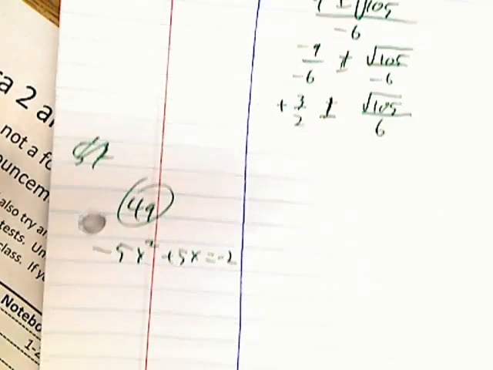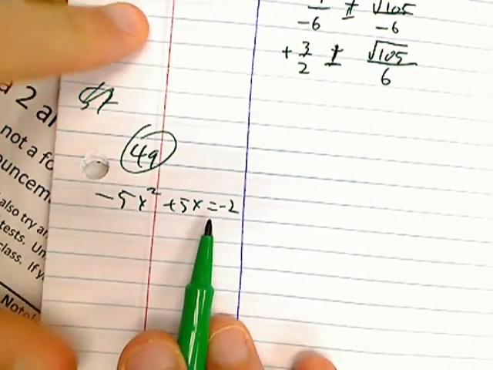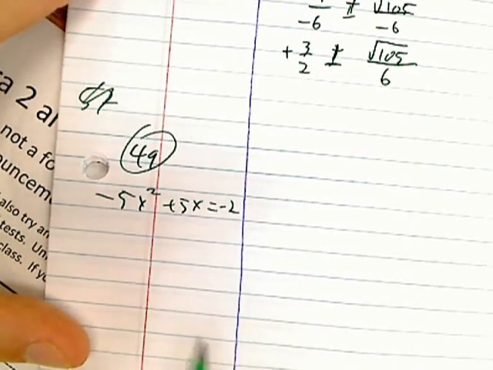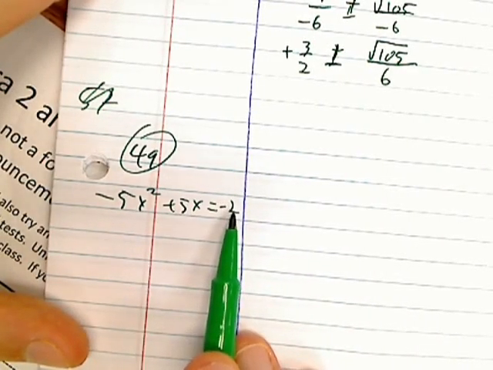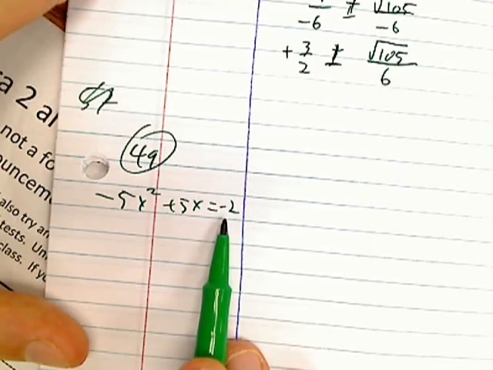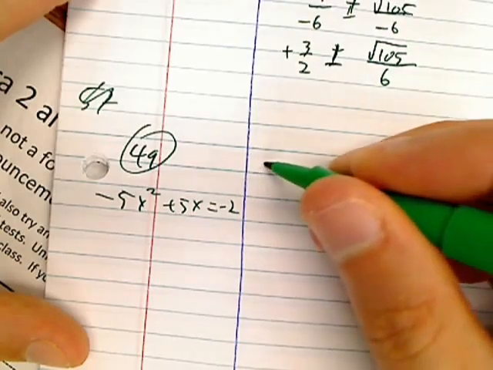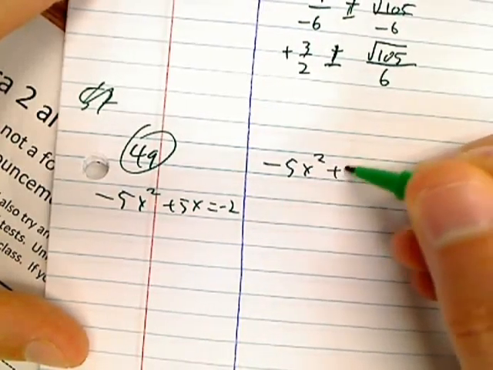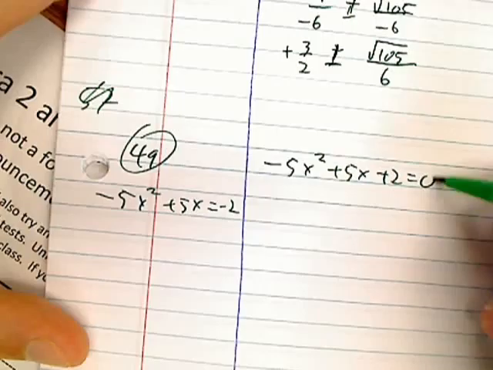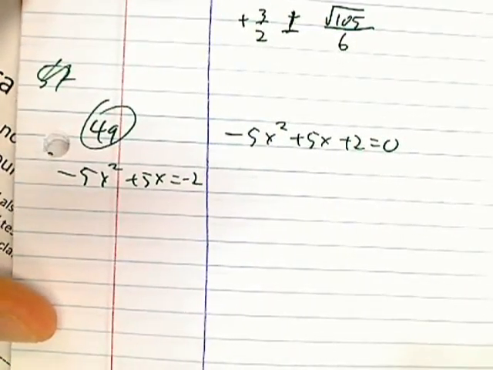All right, number 49: negative 5x squared plus 5x equals negative 2. I'm going to use the quadratic formula here, but you need to remember that it has to equal 0 for the quadratic formula. So let's move the negative 2 over, and it will become a positive 2 over the line. Change the sign. Okay, so that is what I'm going to use.